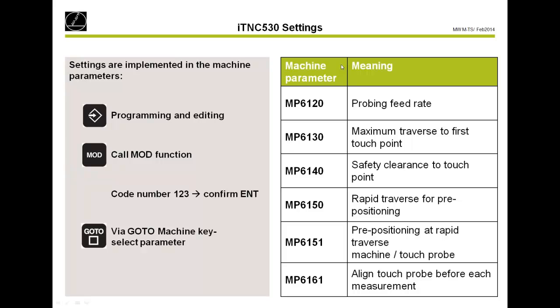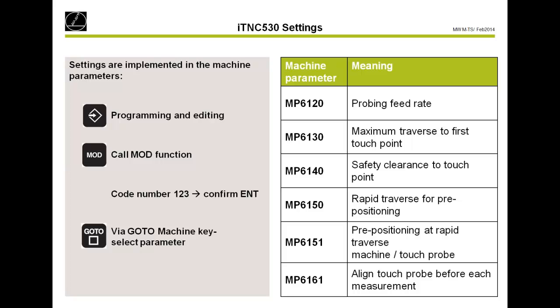So at first, the settings. Here I show you two different settings. The first settings is for the iTNC 530. There we need to do a lot of settings in the machine parameters. To enter the machine parameters, you press Programming and Editing, then the MOD key. Afterwards, you type in the code number 123. This is the number for the end user machine parameters.